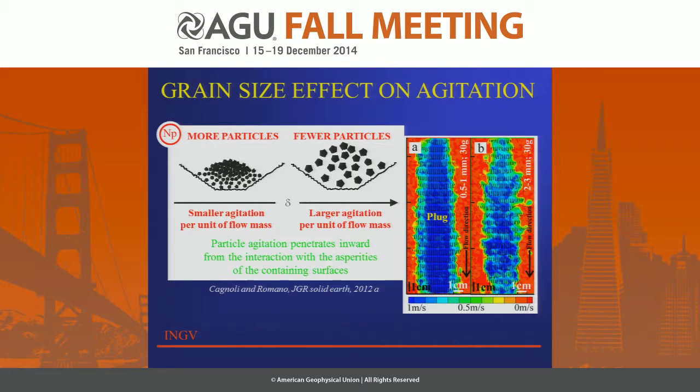So then you see the number of particles in the flow is a key parameter which affects flow dynamics. And we can see this phenomenon here in this particle image velocimetry analysis of two laboratory flows. You see that the plug, which is the portion of the flow with smaller particle agitation, is visible only in the flow with finer grain size and not in the one with coarser grain size.